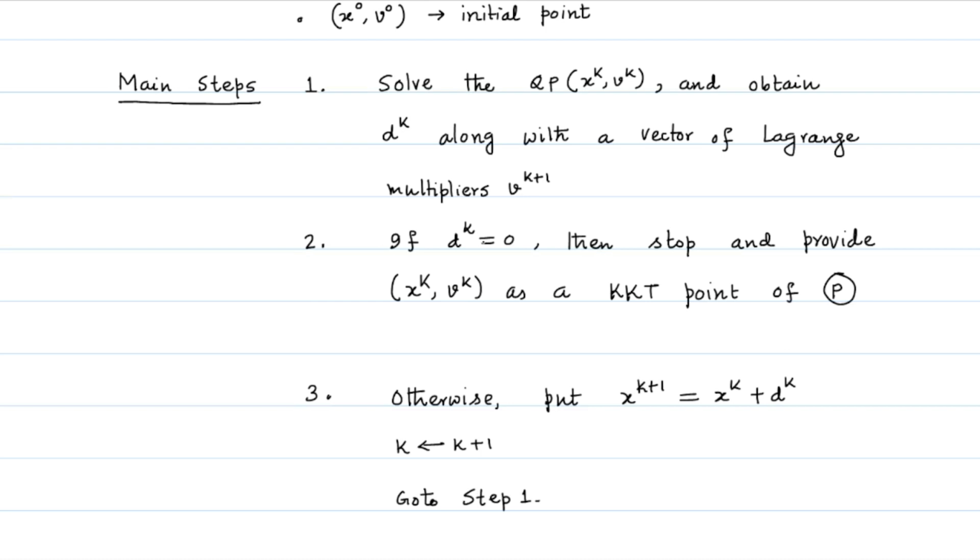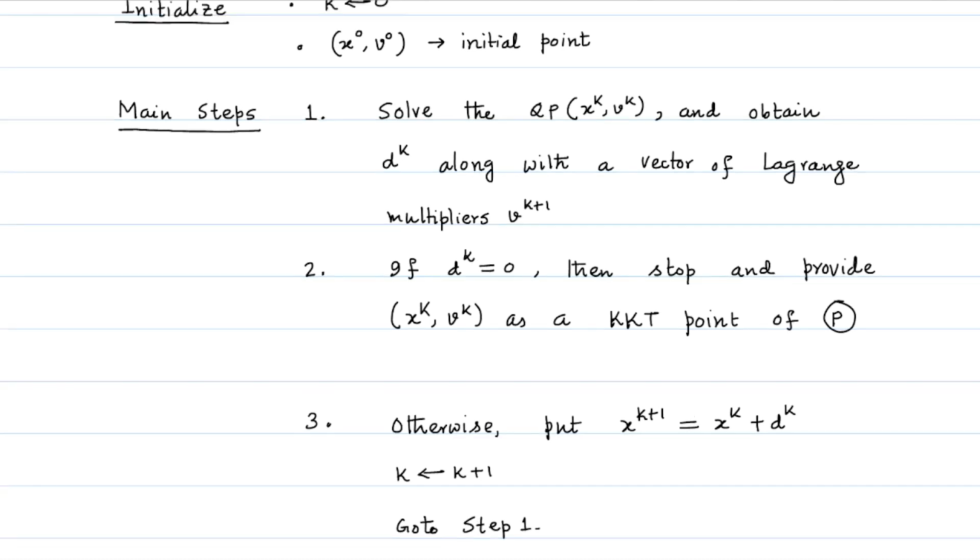So these are the precise steps: given the initial point (x naught, v naught), go on iteratively solving this QP(xk, vk). Keep solving and keep generating the points by this recursive formula until you get dk equal to the null vector as a solution to the problem QP(xk, vk). That is what the simple steps in the sequential quadratic programming technique are.